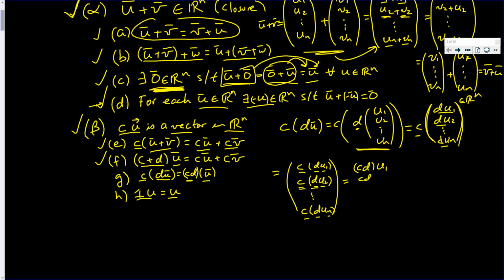C and D first, then times U2. All the way down to CD first times UN. Now, think of CD as one number. After all, when you multiply two numbers, you get one number. Sometimes you want to think of a product as one number. Sometimes when it's favorable, you want to think of it as two numbers. Same with a sum.